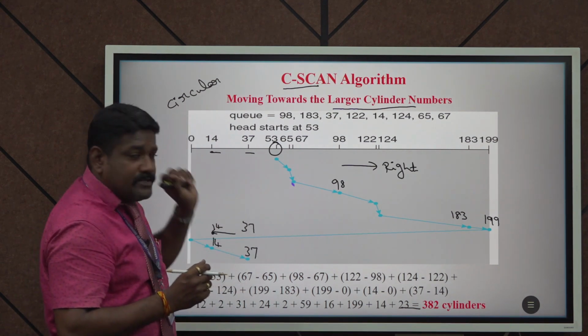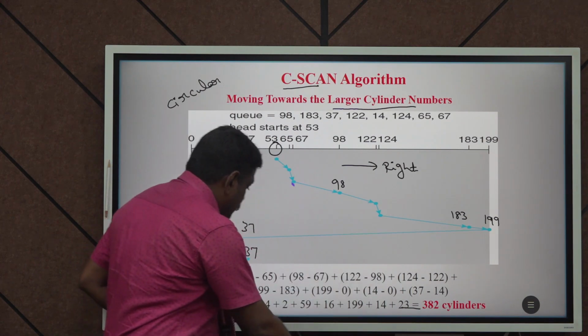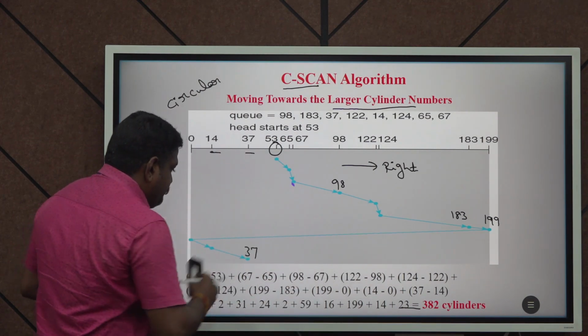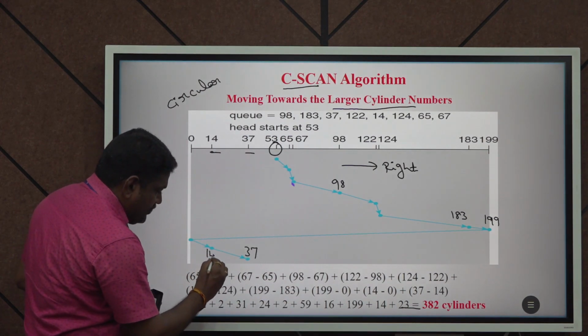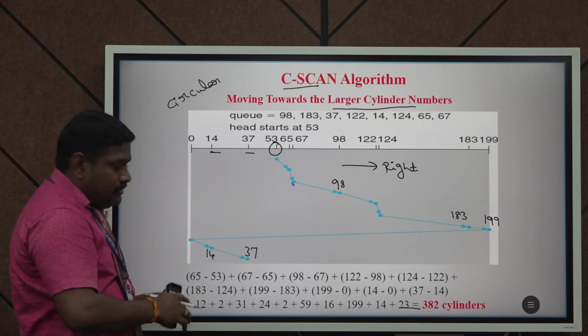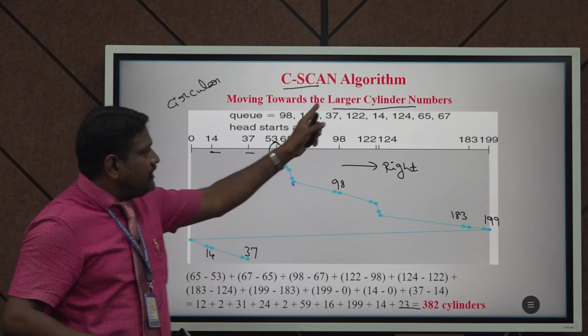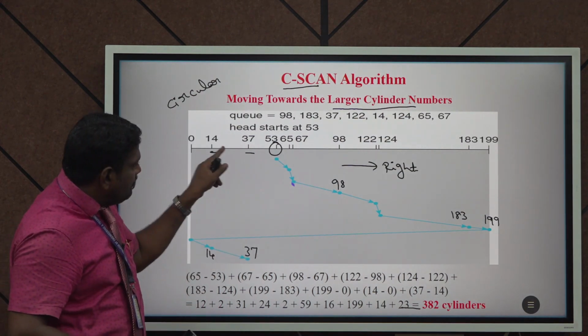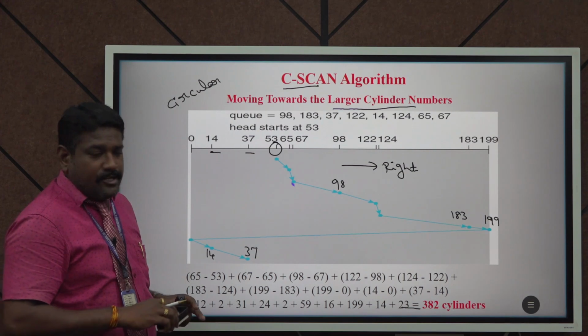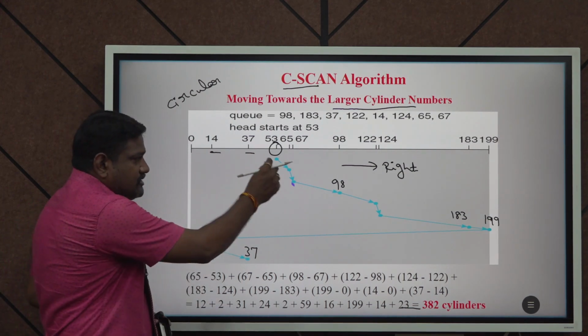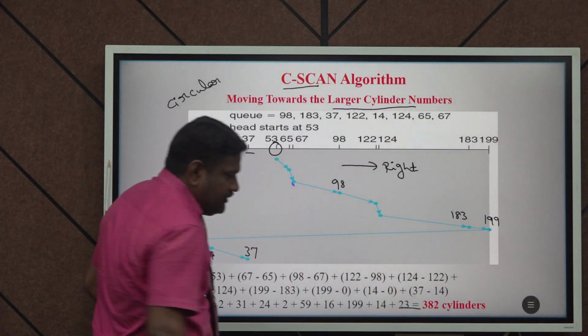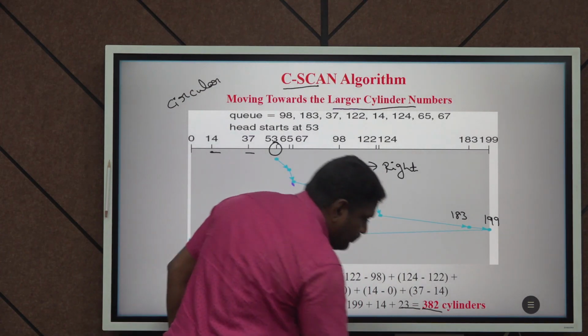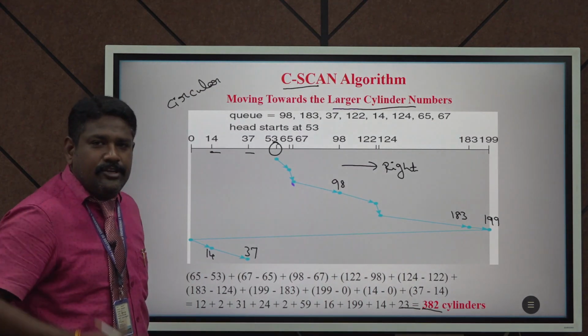But this is a circular scan algorithm. So while returning, it does not process any request, then it reaches 0. From 0 again it will move towards the larger side of the cylinder value. So while moving towards the larger side only, it will process the remaining two requests, that is 14 and 37. Then as usual we have to calculate the difference values, where the total head movement is going to be 382 cylinders.